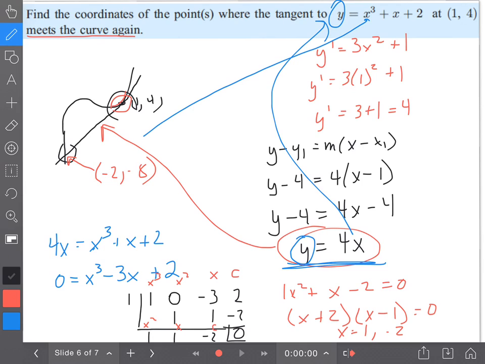Anyway, let's go ahead. That's the end of that question. You got negative 2 comma negative 8. And let's move on to our final question.